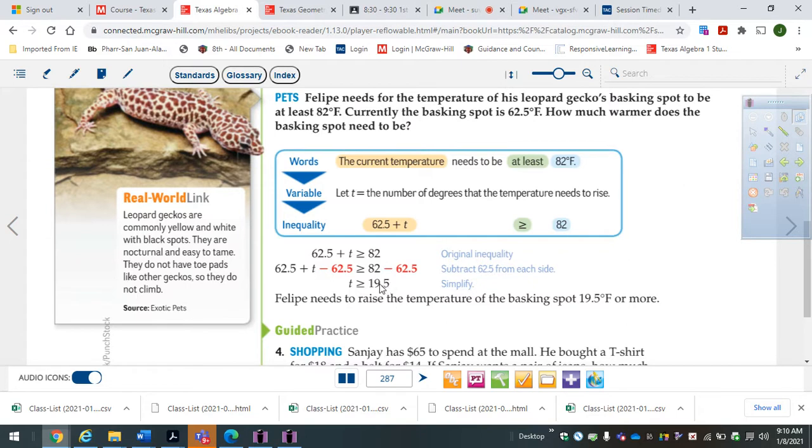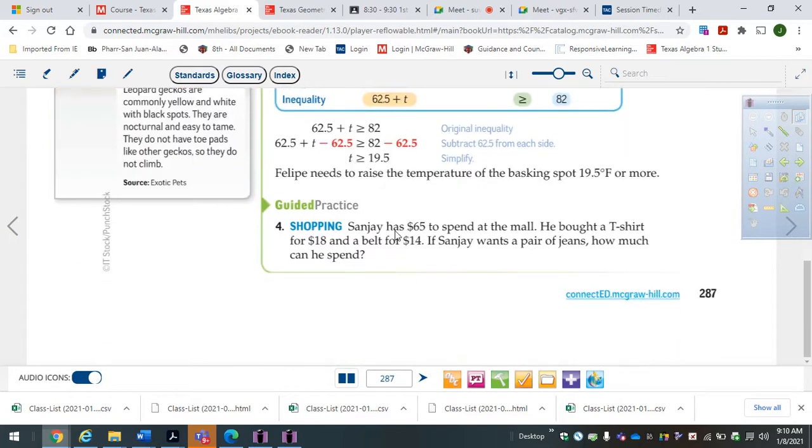19.5 is the answer. What does that mean for us? That means if we have 19.5 and we add it to the current temperature, it would be at 82 degrees. And that's the least we'd want for that basking spot. So can it be something greater? Yes. As long as it's a little bit greater, cool. Can it be equal to? Yes. Let's practice this real quick.